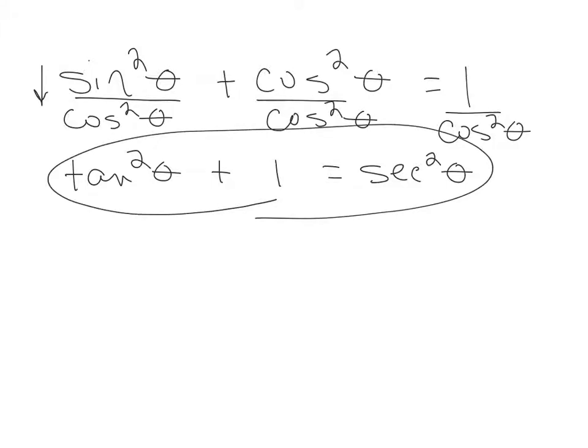I could also divide everything by sine squared and I can get another one. But that means that tangent squared plus 1 is equal to secant squared.